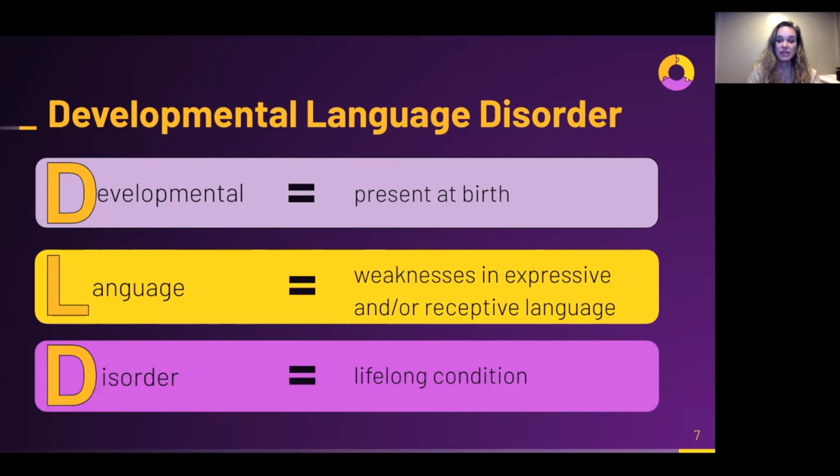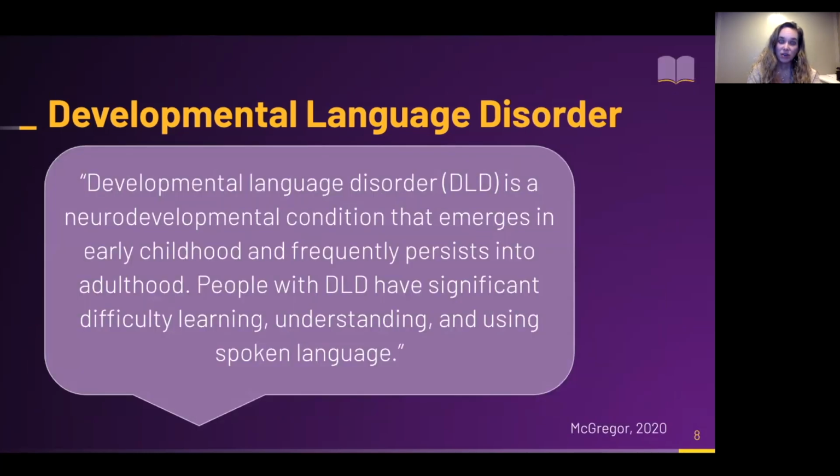Language is being processed in a different way in the individual's brain. It impacts each individual's languages. Learning more than one language does not cause DLD. Putting all of this together, we can see that DLD is a neurodevelopmental condition that emerges in early childhood and frequently persists into adulthood. People with DLD have significant difficulty learning, understanding, and using spoken language.